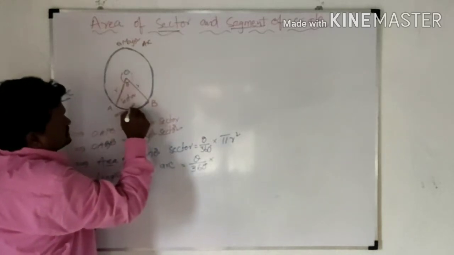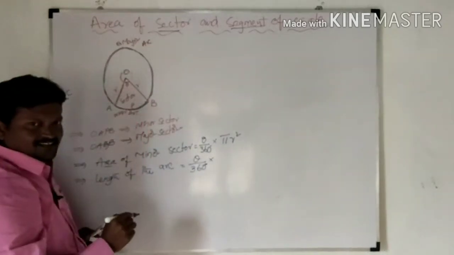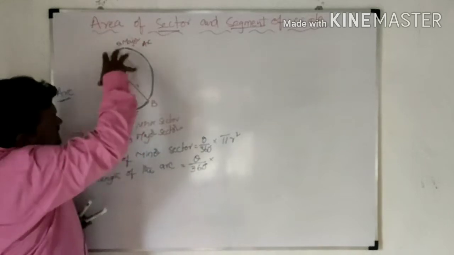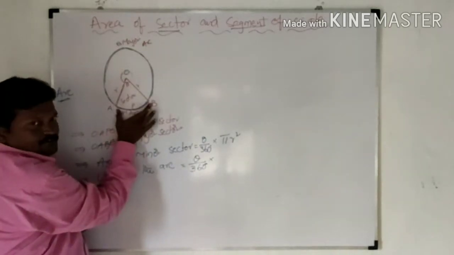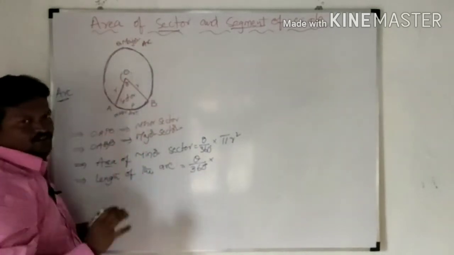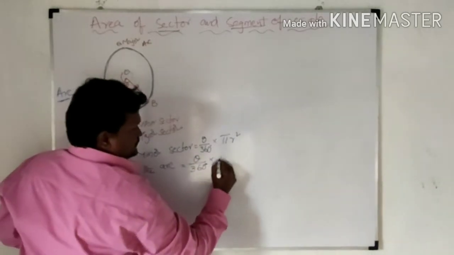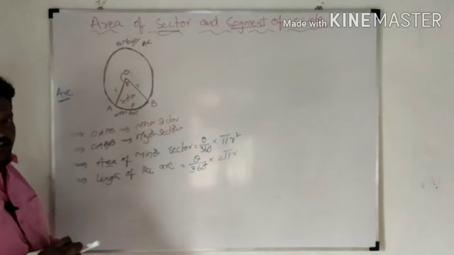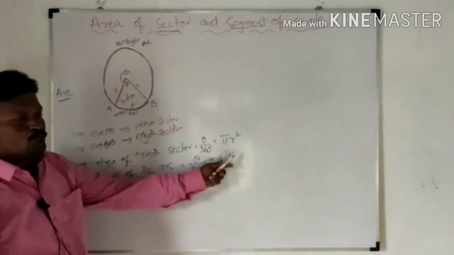this length of the arc is a part of the circumference of the circle or not? Yes, the sector is some portion of the area, and this length of the arc is some portion of the circumference of the circle. That's why we are taking 2 pi r. What is the formula for the circumference of the circle? It is 2 pi r.